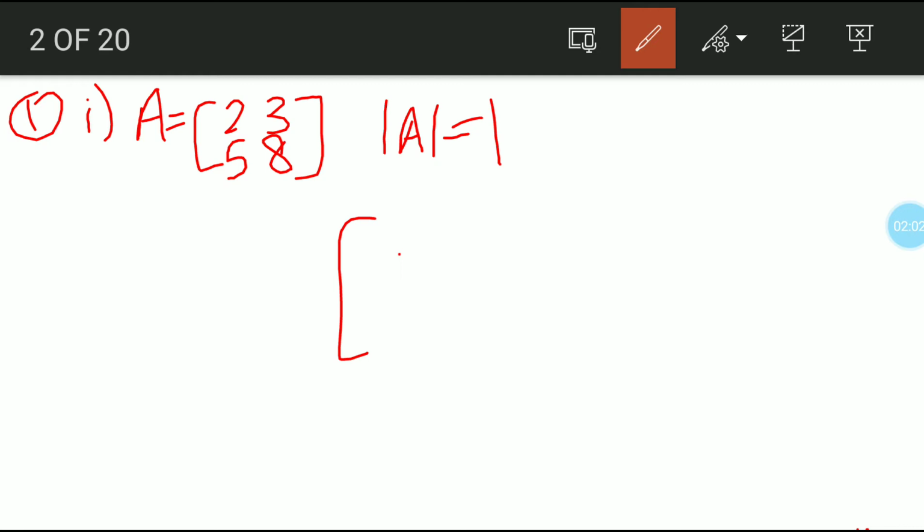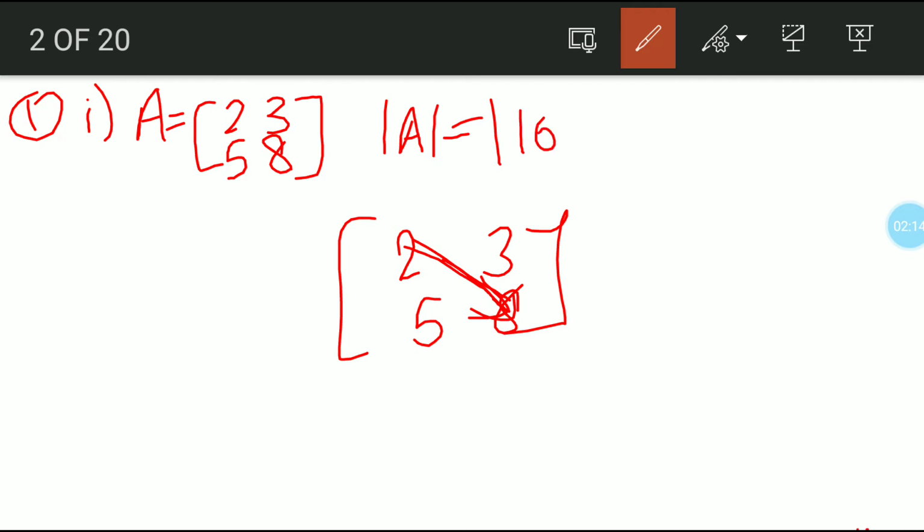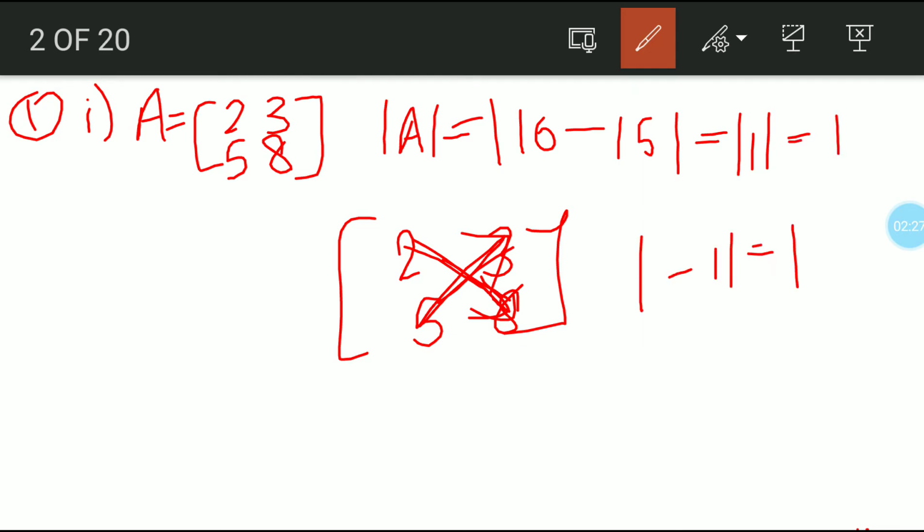Now in the matrix we have 2, 3, 5, 8, isn't it? So finding the modulus here is very simple. First cross multiply these, 2 into 8. So 2 into 8 is 16, right? Now minus 5 into 3. So 5 into 3 is 15. So that one is going to be modulus of 1. Modulus of 1 is 1. So if it is modulus of minus 1 also, it is going to be plus 1.